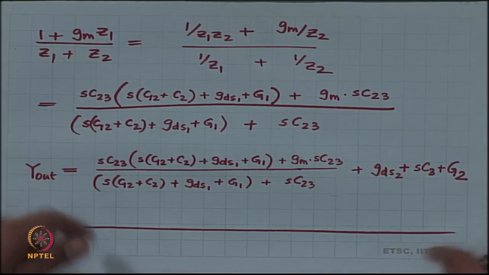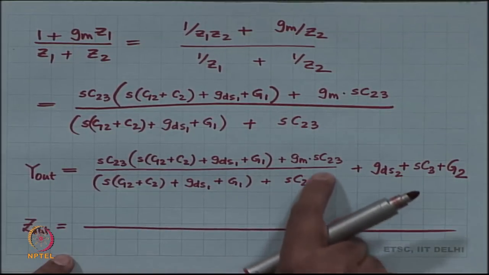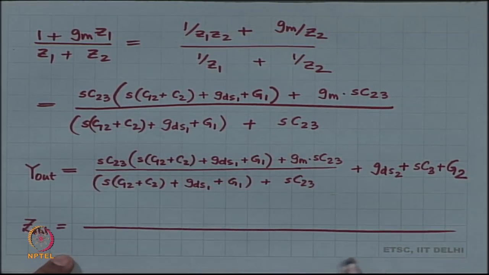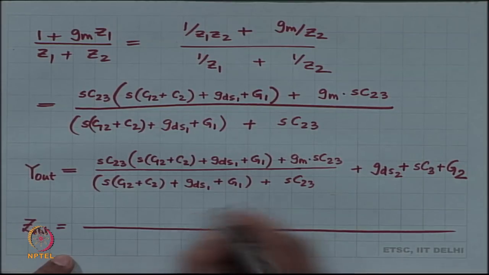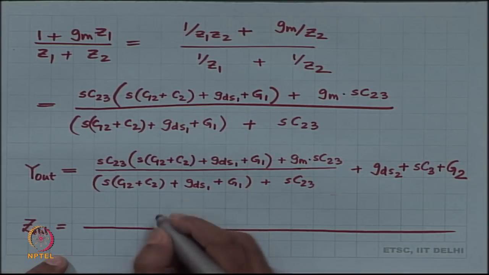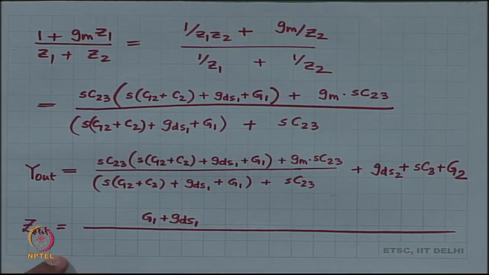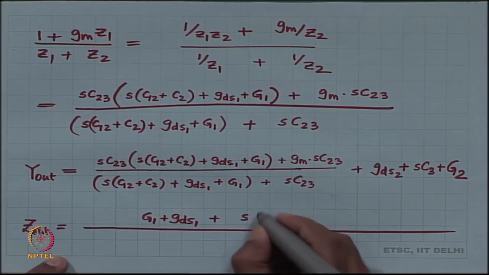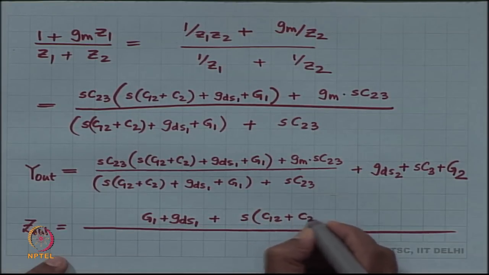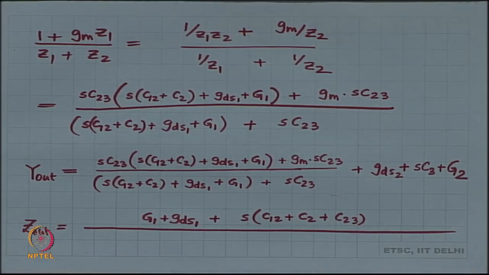So, it is going to be 1 divided by this whole thing, and naturally you are going to multiply numerator and denominator by this quantity, right. So, this quantity will come to the numerator. Let us write it out cleanly. You have G1 plus GDS1 plus S times C12 plus C2 plus C23. Okay, this is what will come in the numerator, right.